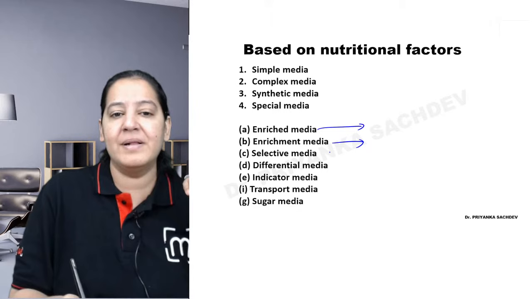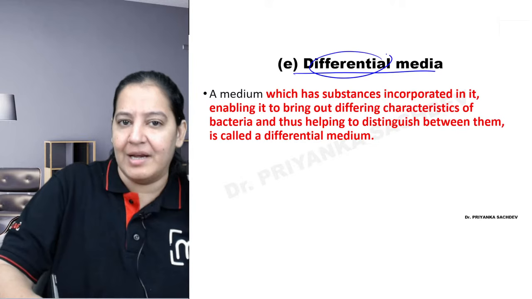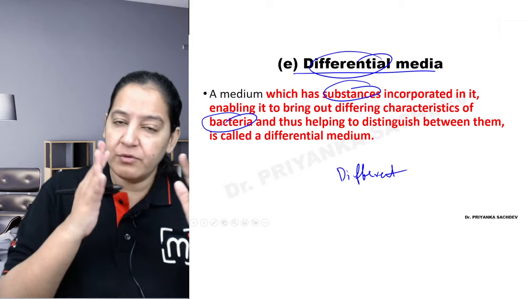The next is the differential media. What do you mean by differential? The word differential means giving different color to different bacteria. There are substances which give different colors to different bacteria, so we can differentiate them. That's why it is known as differential media.